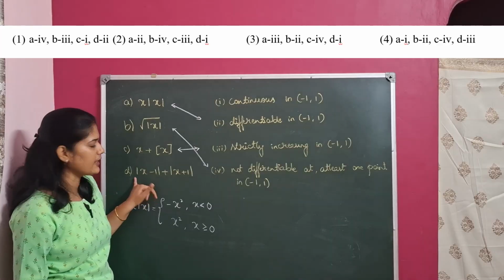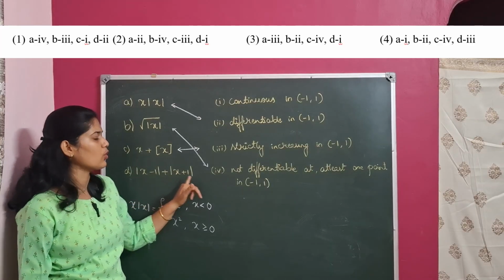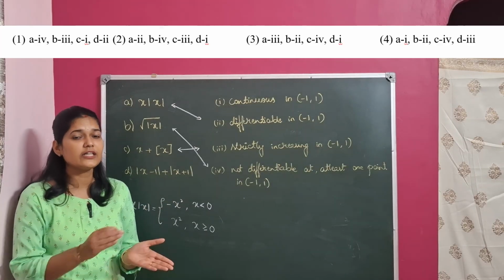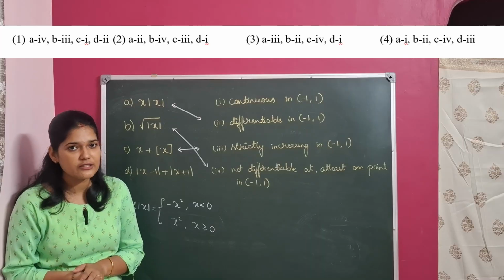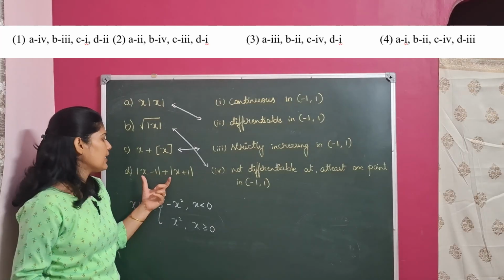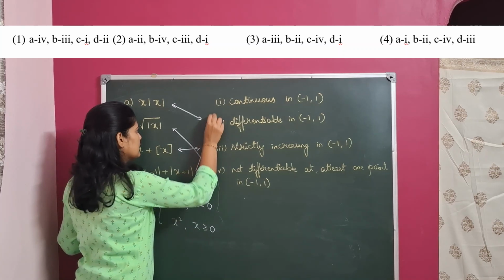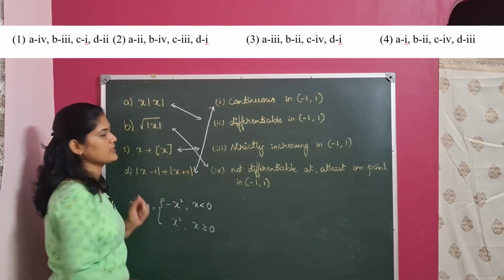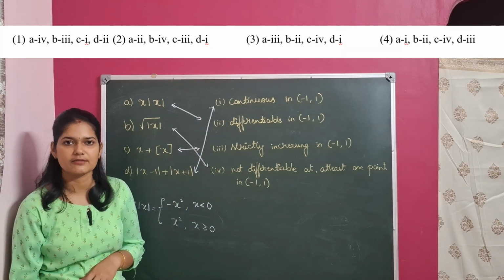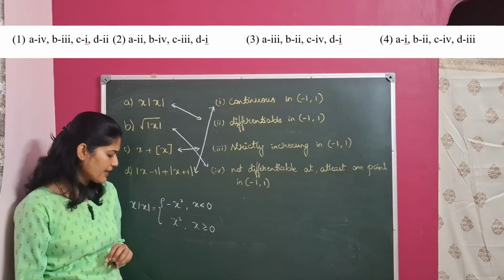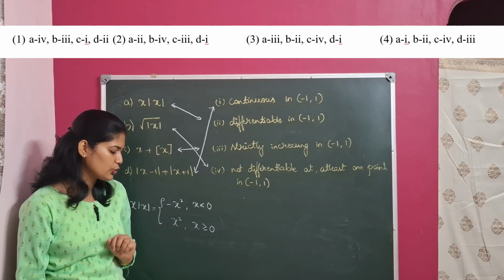Similarly, option D, mod of x minus 1 plus mod of x plus 1. We know that the sum of two continuous functions is continuous. Modulus function is always continuous. Therefore, this is a continuous function in the interval minus 1, 1. Therefore, the answer will be option 2.